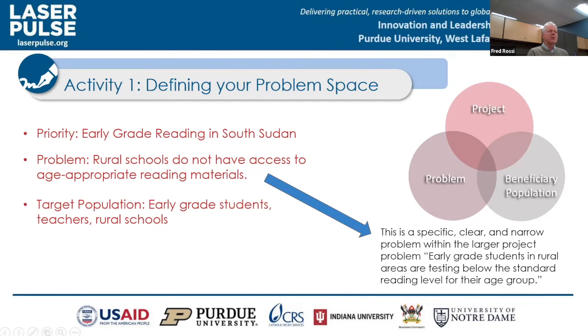The problem is early grade students in rural areas are testing below the standard required level for their age group. And the specific problem is that schools do not have access to age appropriate reading materials. The target beneficiary population will be rural schools, students, and teachers. And so the activity one as part of the template that will be provided to you will help you go through and identify these three areas.